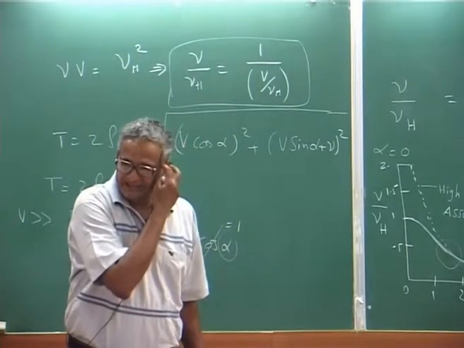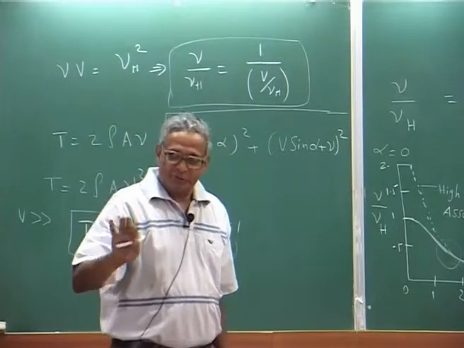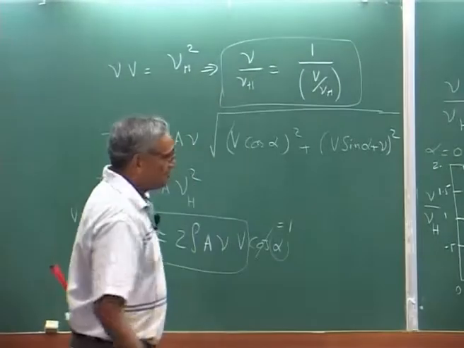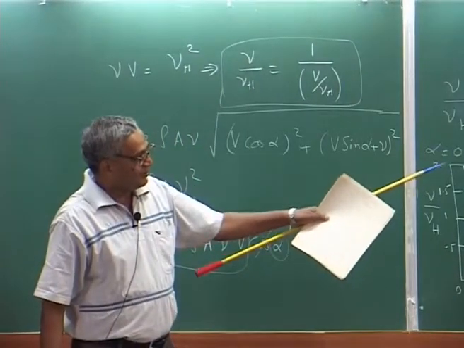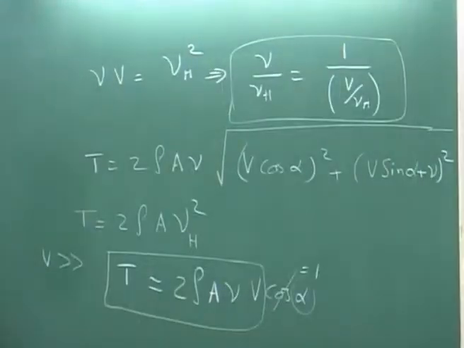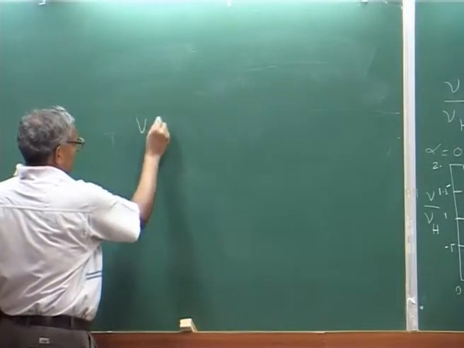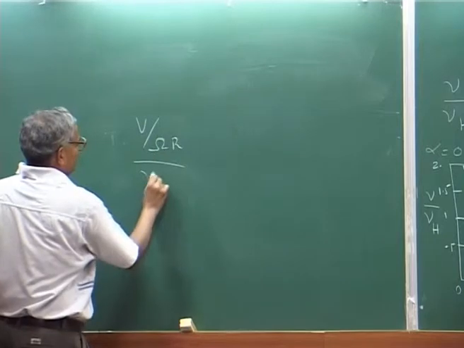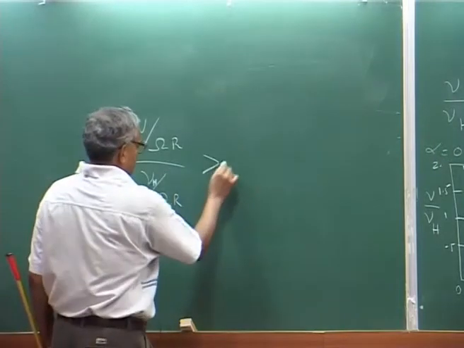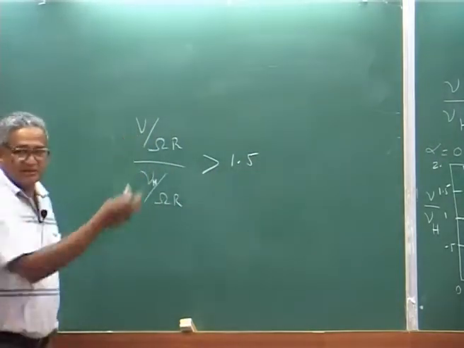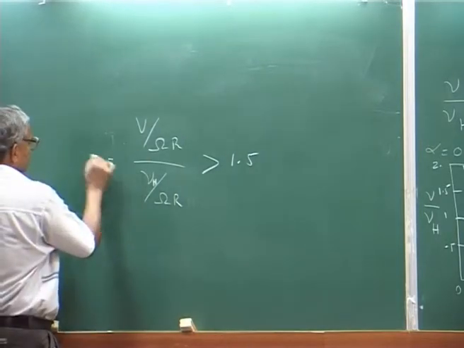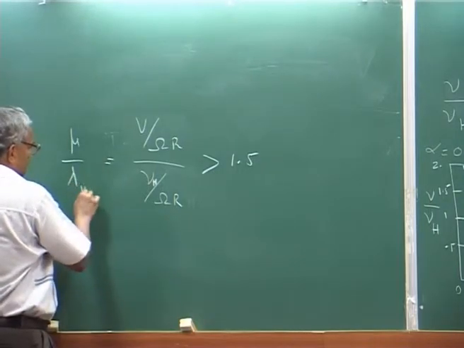The assumption of high speed. That is, I do not bother about this complicated part, but this is only for a very basic level. Now, let us look at this in terms of non-dimensional quantities. Non-dimensional quantity you will have, because V over omega r, this is nothing but approximately V cos alpha, alpha is 0 we have taken. So, this is basically mu over lambda.